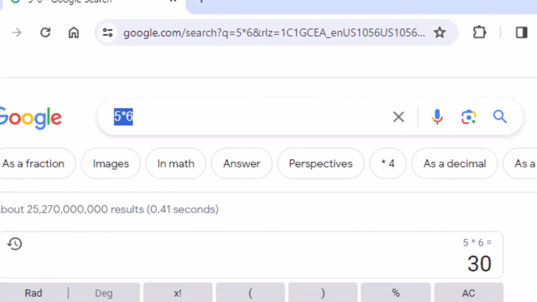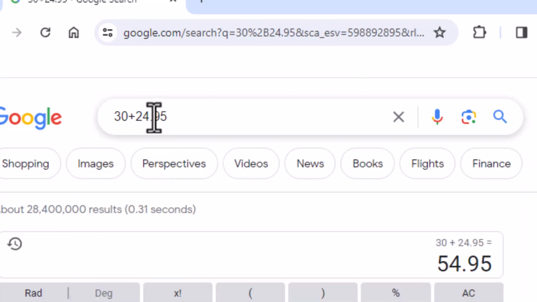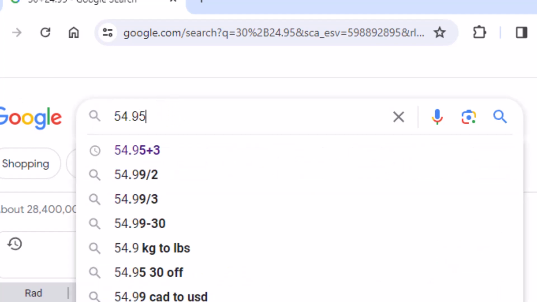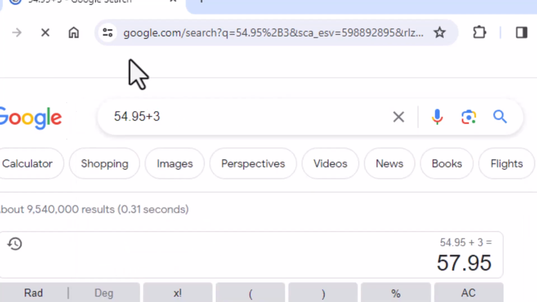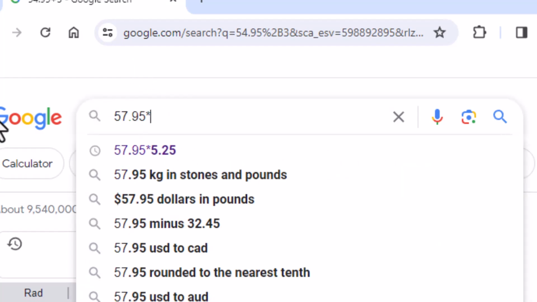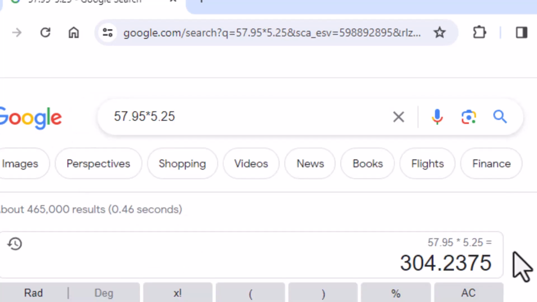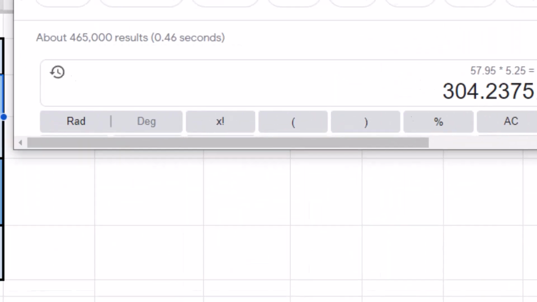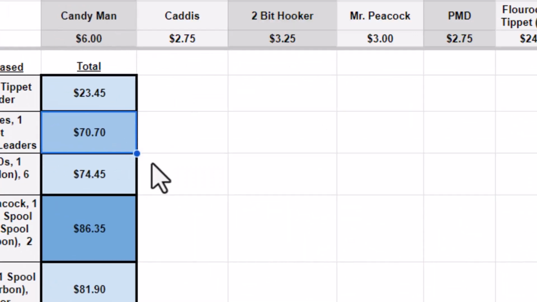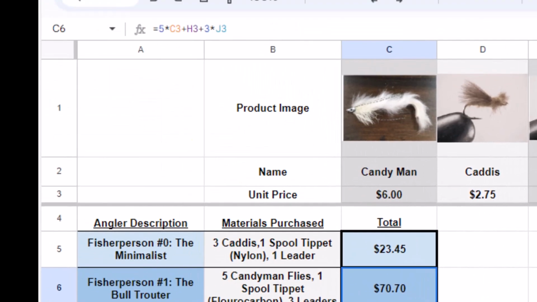And then let's take, so I'm going left to right now, 30 plus the number in cell H, which is $24.95. Okay. And now, again, we're ignoring the dollar signs. We're simply going to call that $54.95. And then we're going to add 3 to that to get $57.95. And then we're going to take $57.95 and multiply it by what's in J3, which is 5.25. And the number we get is $304.2375, which, as you can clearly see, is nowhere near $70.70. And that's because order of operations says the multiplications in the operation have to happen first.